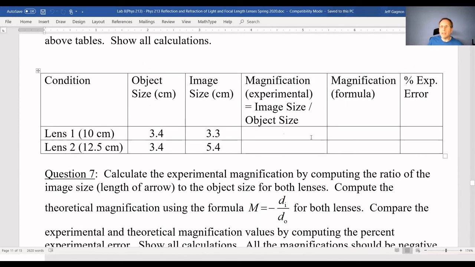And then compare these two by computing a percent experimental error. Now, it's a little confusing when you're subtracting with negatives here. So what I would do when you compute the percent experimental error is just compare the absolute values. And let's agree that the formula is our accepted one. So find the difference, and again, just worry about the absolute values, divided by the absolute value of the formula value, times 100, and that'll be the error. And again, show me these 6 calculations.